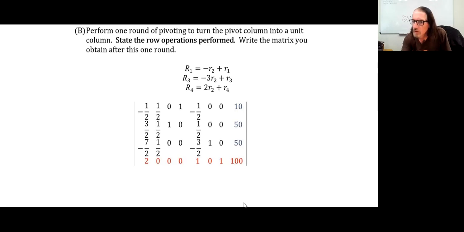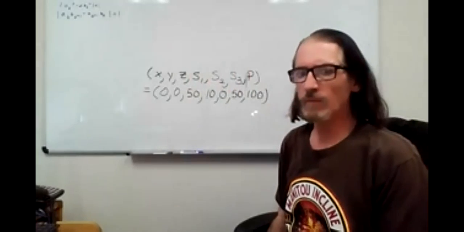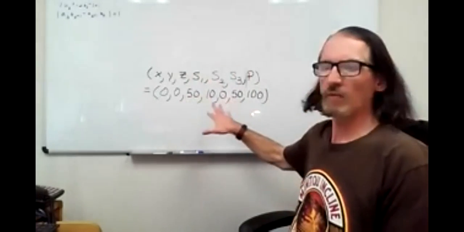S sub 3, the 1 in the unit column is in row 3, so we track over to the far right. S sub 3 is 50, and that is producing a P value of 100. And notice that there are no negatives in the objective row anymore. So this is giving us the optimal solution.